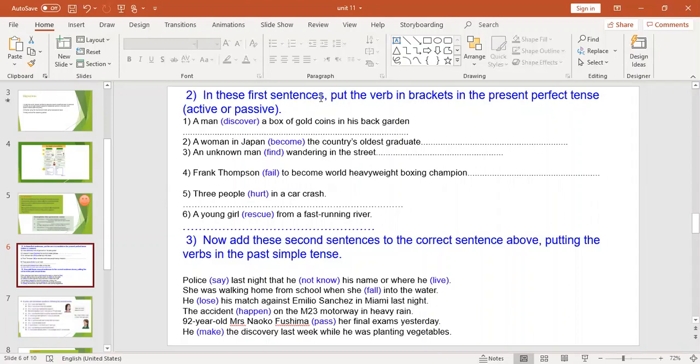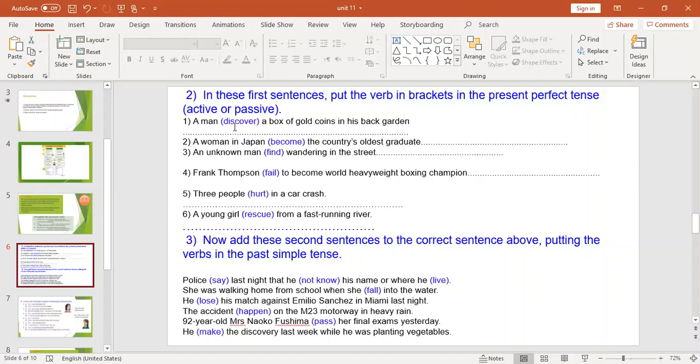In these sentences, put the verb in brackets in the present perfect tense, either active or passive. So here, which tense are we going to use? We are going to use the present perfect tense. And we are going to decide which voice is actually needed. The tense is already decided, whether active or passive, depending on what we studied before. Let's start with the first sentence here.